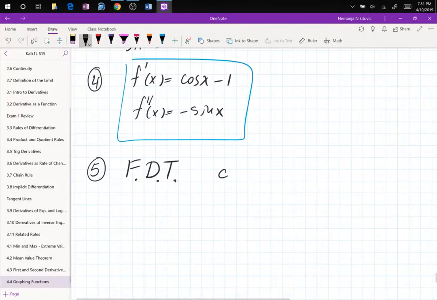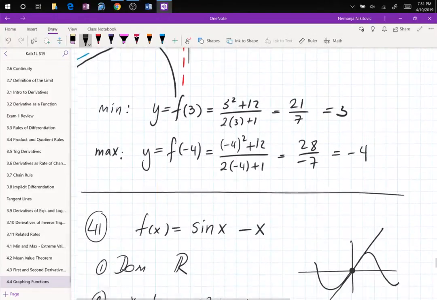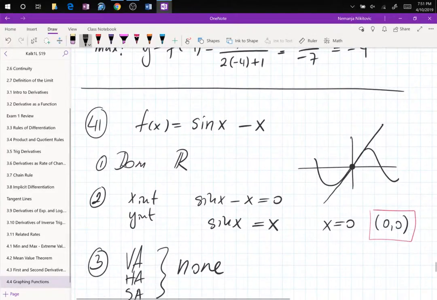First derivative test, you're welcome. Cosine x minus 1 equals 0, so cosine x equals 1. I think they did give us 0 to 2 pi. So the domain is R, but we want 0 to 2 pi because they said cut it off at 0 to 2 pi.